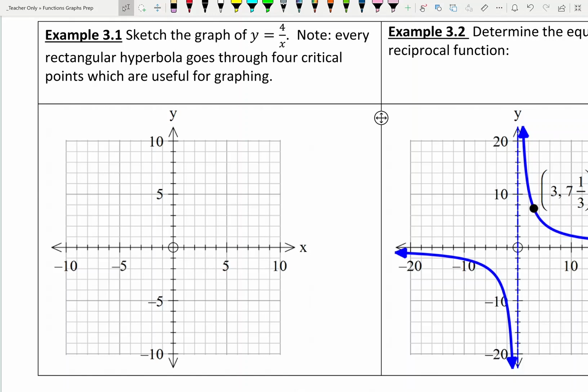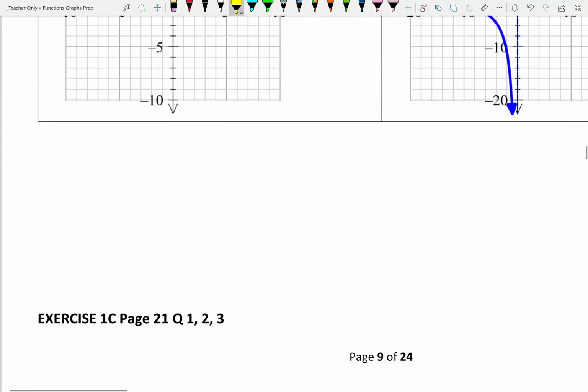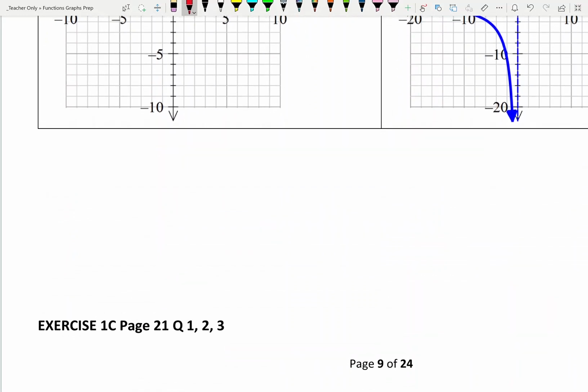In this example, we're having a look at how to sketch the graph of y equals 4 on x. And an important piece of information is that every rectangular hyperbola goes through 4 critical points, and we use them for graphing. So before we go and graph this, let's have a look at what those critical points are. A rectangular hyperbola has the basic form of y equals a on x.